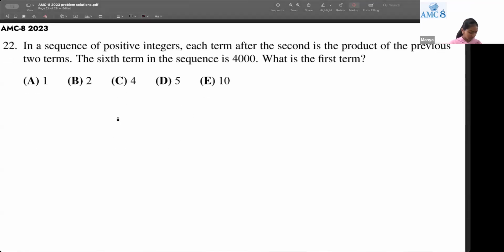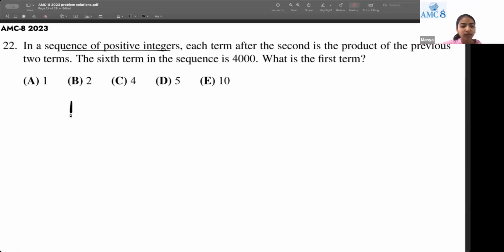So we can do problem number 22. In a sequence of positive integers, each term after the second is the product of the previous 2 terms. The sixth term in the sequence is 4,000. 1 is the first term. So there is a sequence of positive integers, and there must be six terms.